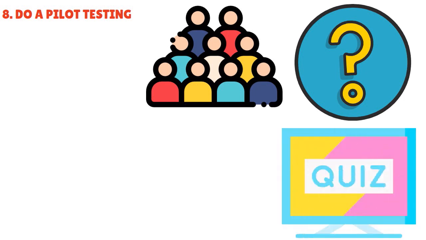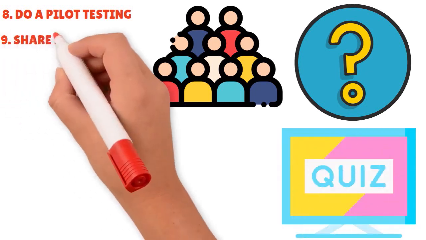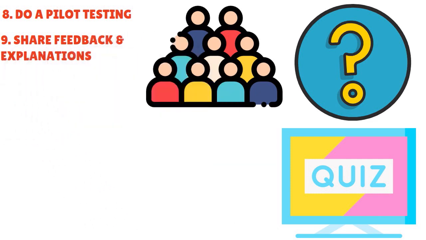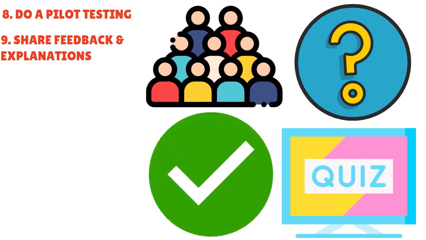The next thing you want to do here is share feedback and explanations. So basically, after doing the pilot testing, folks will get back to you and you have to tweak things and get back to them. Include feedback for each question, regardless of whether the participant answered correctly or incorrectly. Explain why the correct answer is right and why the other options are incorrect. This promotes learning and better understanding of your training topics.